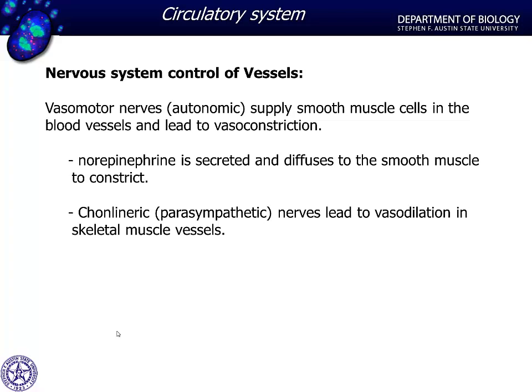Now, our blood vessels are going to have an intrinsic response to blood pressure. It's sort of an intrinsic vasoconstriction to resist blood pressure, but we do have nervous system control. Our autonomic nervous system will be able to do this. So norepinephrine, for instance, is going to diffuse into the smooth muscle and cause a constriction, whereas acetylcholine, so our cholinergic nerves, part of the parasympathetic system, is going to lead to vasodilation, especially in our skeletal muscles. And remember, in a parasympathetic response, that's our rest and digest mode.